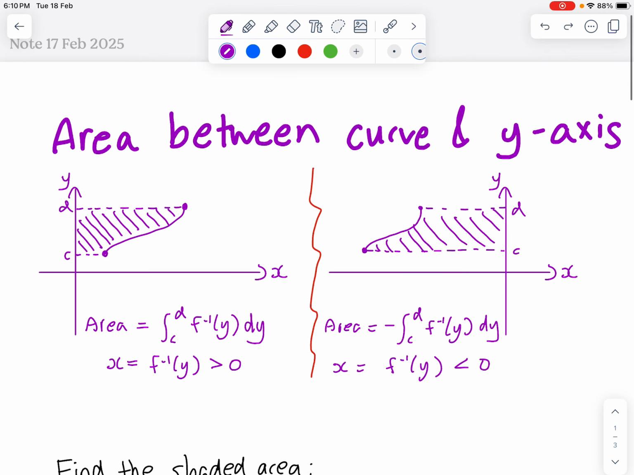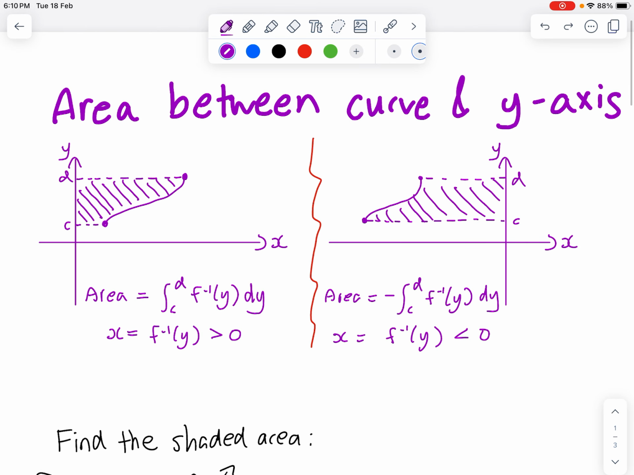Everyone, welcome back. Last video we worked on definite integrals and you learned the basics of how to solve for the area under the curve. This time we're going to go a step further and find the area between the curve and the y-axis.